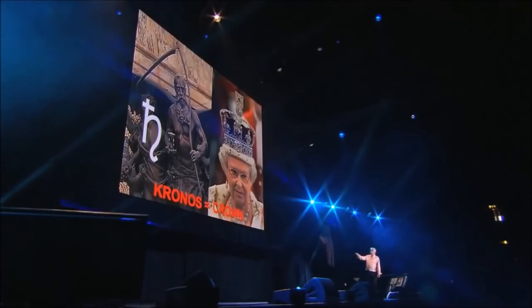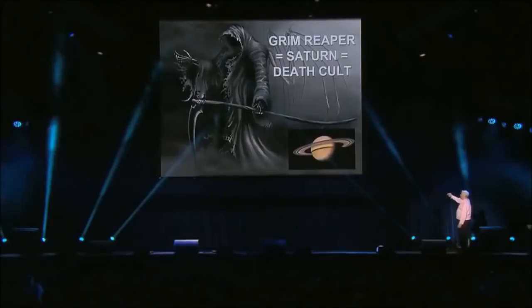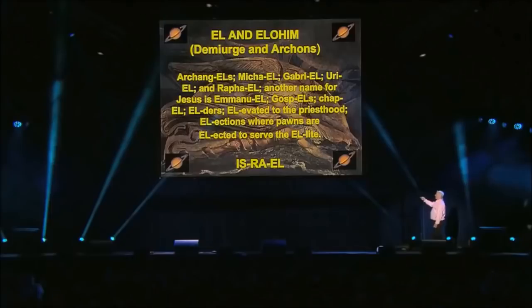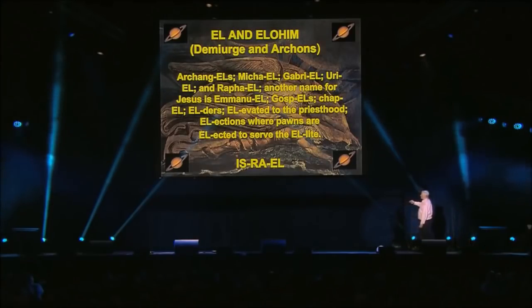Crown comes from Kronos, the god of Saturn in ancient Greece. The Grim Reaper is Saturn with the scythe, the death cult, exactly. Then you've got El and the Elohim. El is the Jewish god or the Hebrew god of Saturn. I would say El and the Elohim in the biblical realm is Demiurge and the archons. And you have archangels, Michael, Gabriel. The El goes all over the place. We have elections where the pawns are elected to serve the elite.